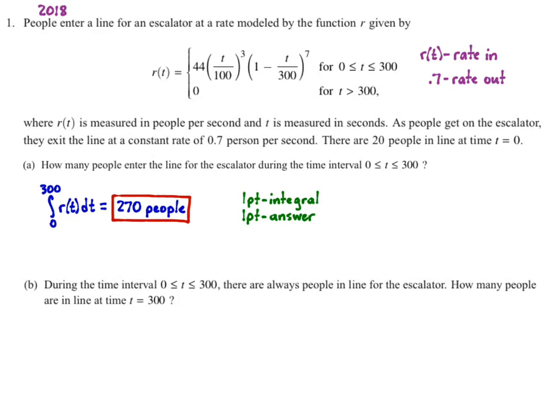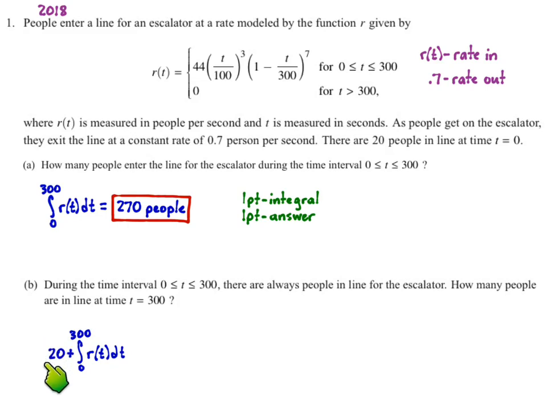Okay, for part B it says during the time interval 0 to 300, there are always people in the line for the escalator. How many people are in line at t equals 300? So this is equivalent to a position problem. How many people are in line? How many bananas are there on the shelves? It's a position thing. So we need to know how many people we started with. So we started with 20 people. So we'd say 20 plus the integral from 0 to 300 r of t dt.